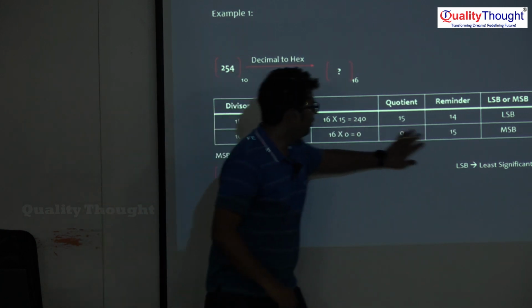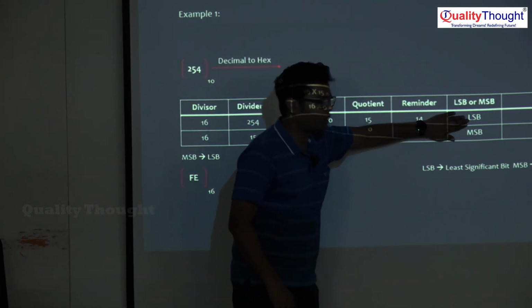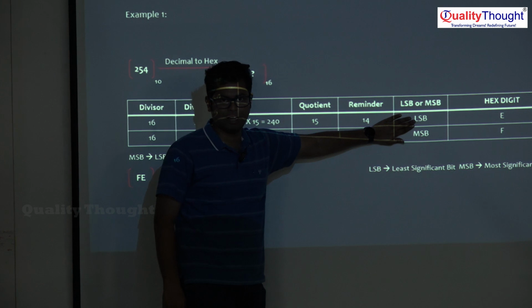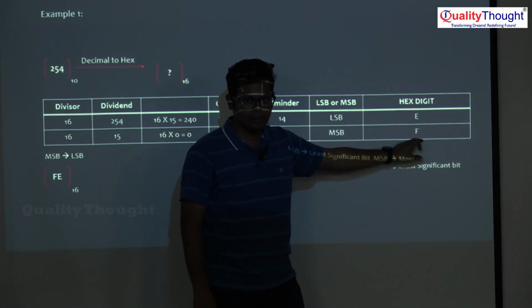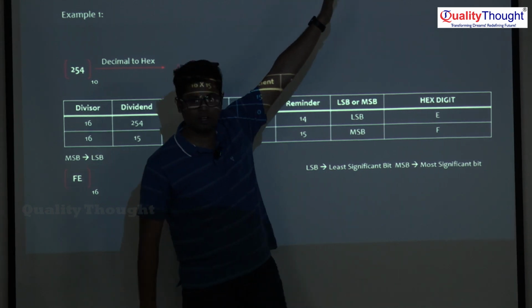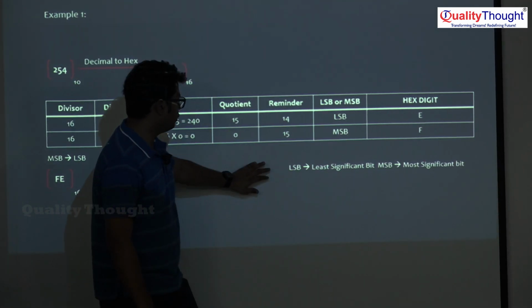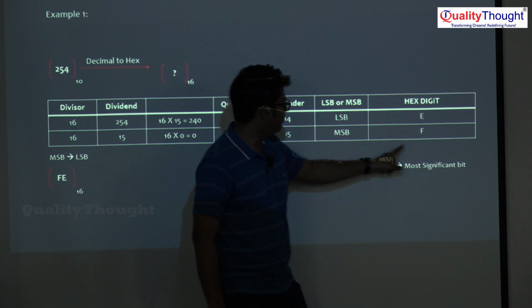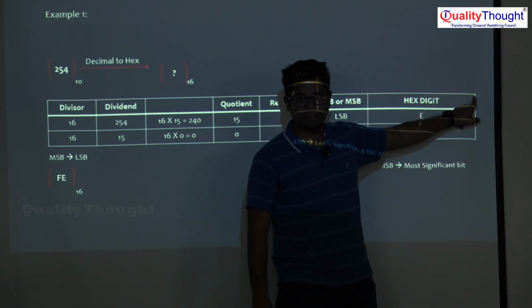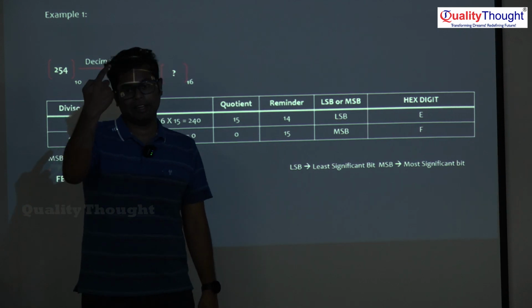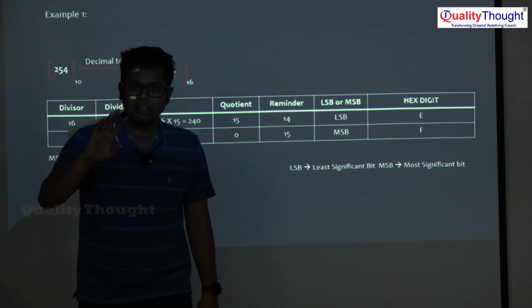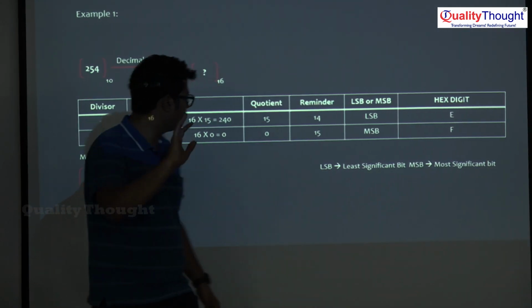So this is called the most significant bit, and this is called the least significant bit. Whatever you see at the bottom is called the most significant bit, and whatever you see at the top is called the least significant bit. You just need to write from the most significant bit to the least significant bit. That is going to be FE. As simple as it is. Is that clear to everyone?